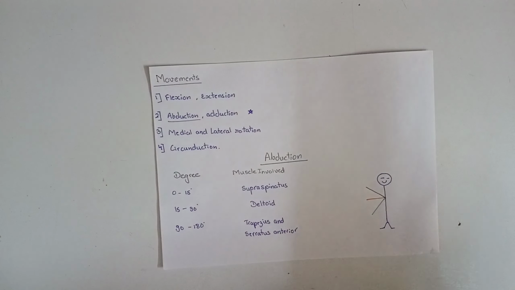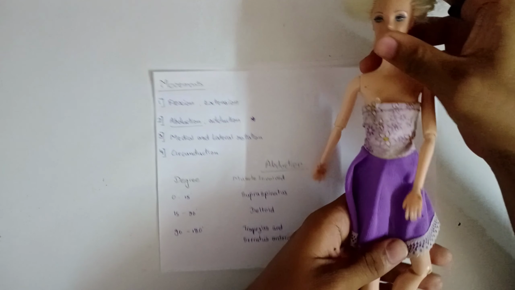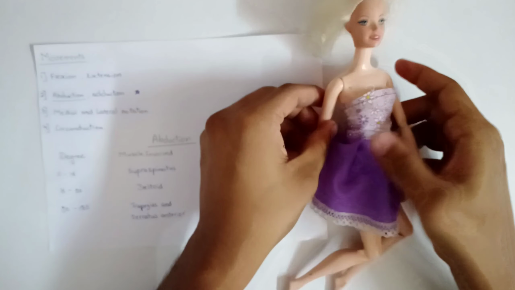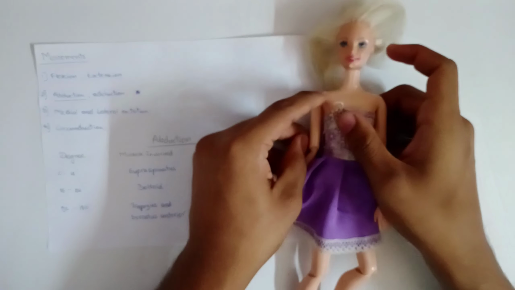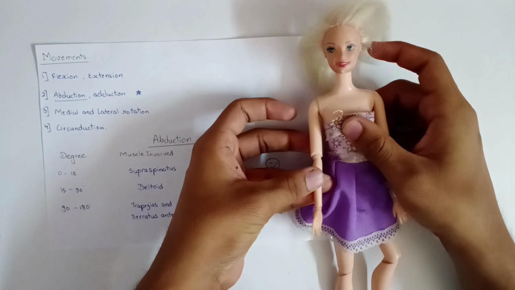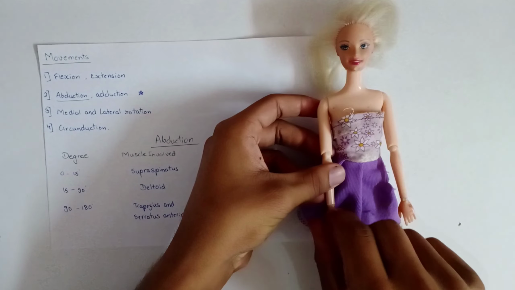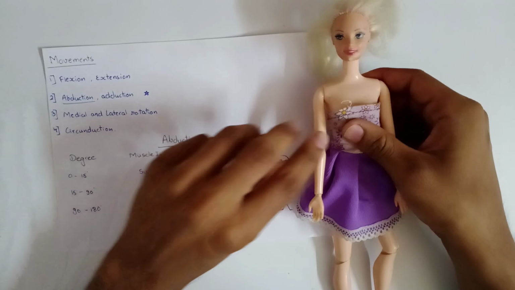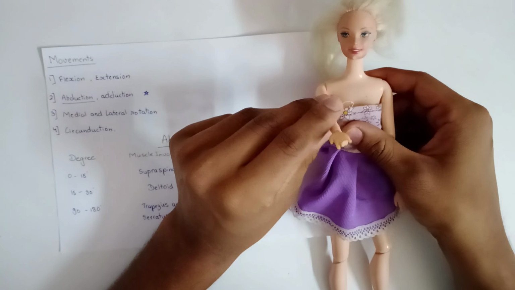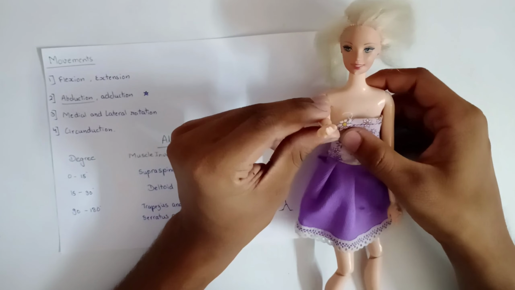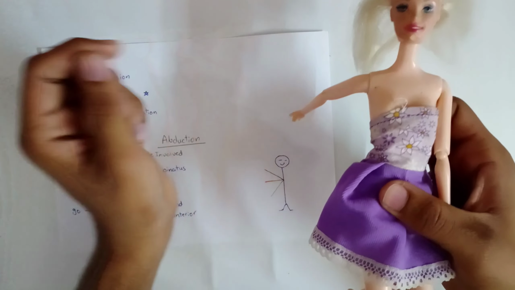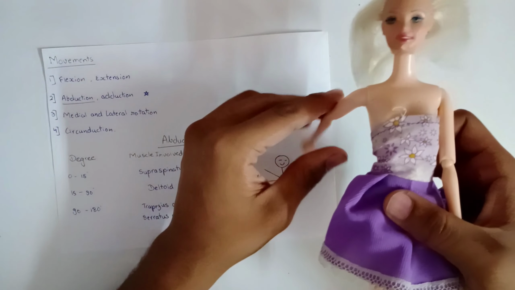So we are showing you with the help of this model. This is shoulder joint and movement. First, flexion. This would be our flexion. This is flexion type, and moving backwards is the extension. This is extension.